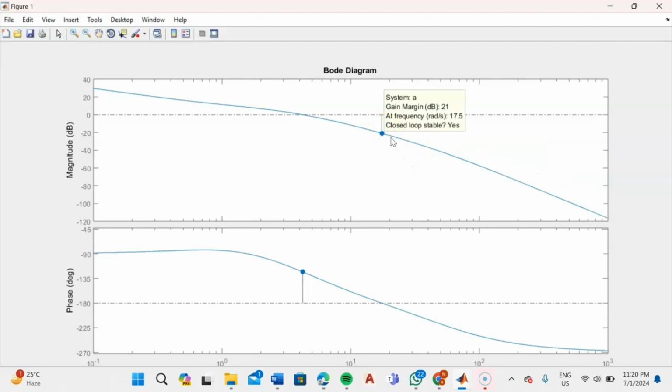So this system has a gain margin in dB of 21, at frequency 17.5 rad, and the closed loop is stable. And for phase, in degrees, the phase margin is 56.9, delay margin 0.234 seconds, at frequency 4.24 rad, and the closed loop is also stable.